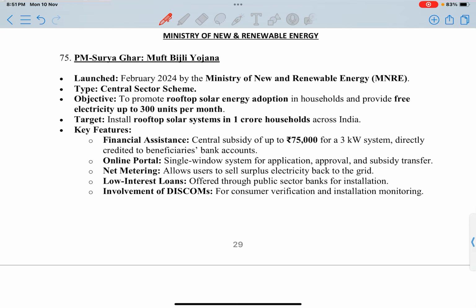Next is Ministry of New and Renewable Energy. PM Surya Ghar Muft Bijli Yojana. What is this scheme about? It is a central sector scheme. Objective is to promote rooftop solar energy adoption in households and provide free electricity up to 300 units per month. Target: install rooftop solar systems in 1 crore households across India.